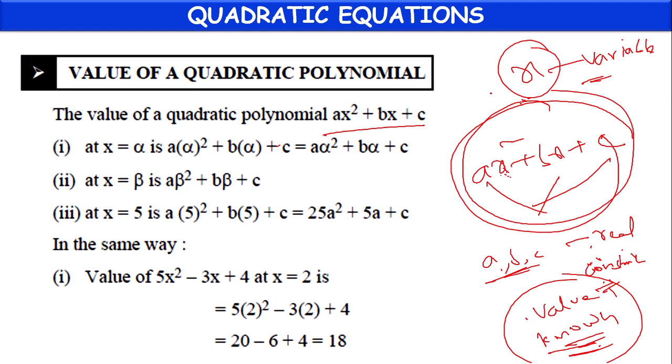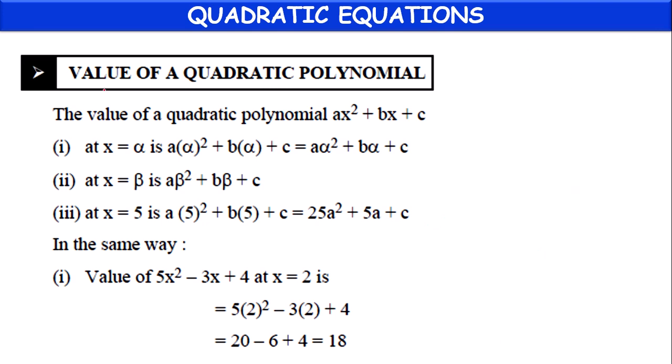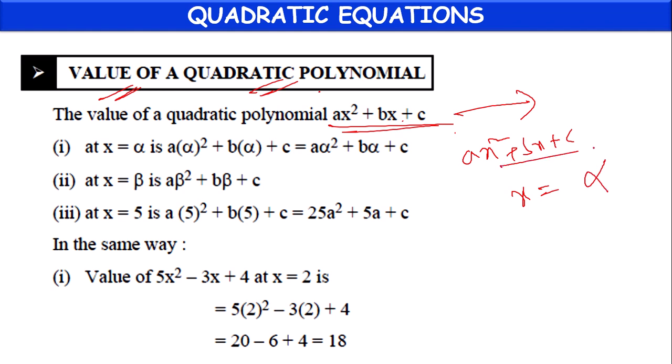Suppose anybody asks you to solve the quadratic equation, solving a quadratic equation is nothing but finding the value of the variable. So here the concept is how to find the value of a quadratic polynomial in the form of ax square plus bx plus c. Suppose you want to find ax square plus bx plus c at x equal to alpha, what is the value of the polynomial when the variable equals alpha?